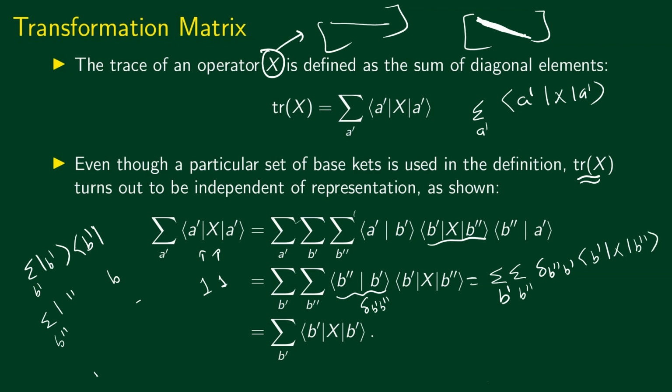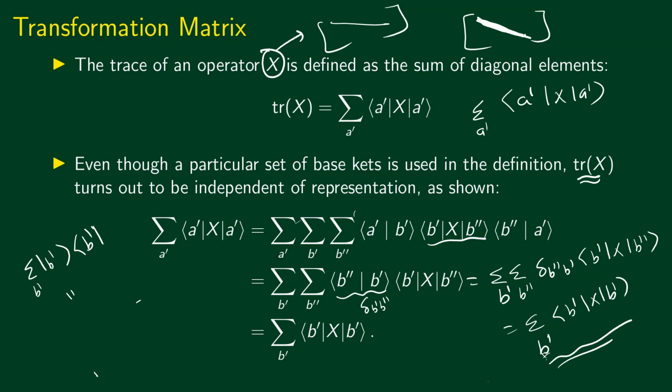Now I carry out the sum over B double prime. We know how to do this. Kronecker delta will disappear, and wherever there's B double prime, you should put B prime. So the summation also will disappear along with the Kronecker delta. So this becomes sum over B prime, bra B prime X ket B prime. What is this? This is nothing but the trace of the matrix representation of X in the B basis, right?